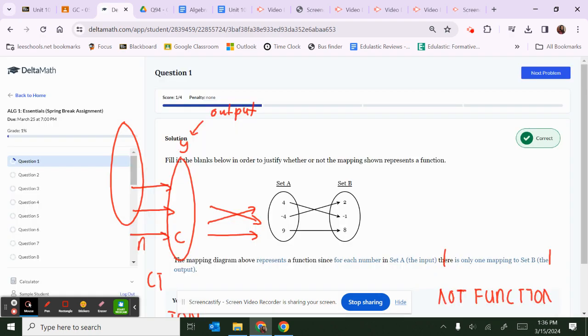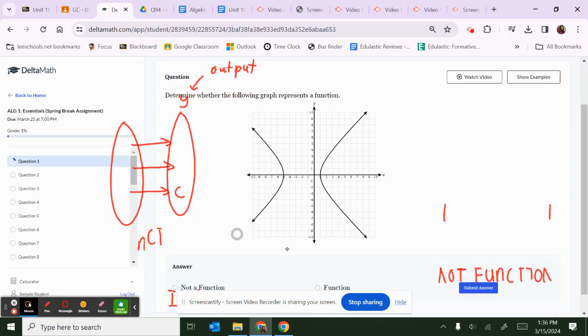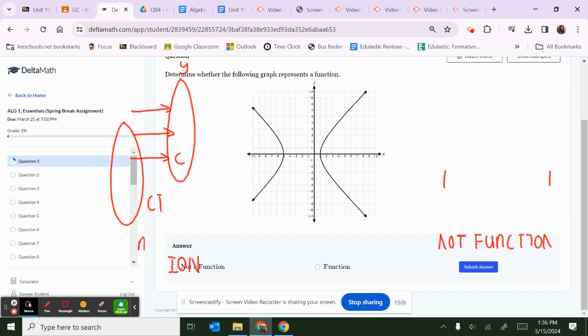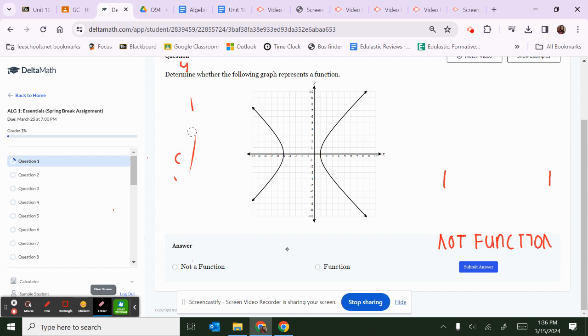Okay, so let's try another problem. For the next problem, let's erase everything. Let's erase all of these different things. Here, we're given a graph. Whenever you're given a graph, guys, that's the easiest way to determine if something is a function or if it is not.